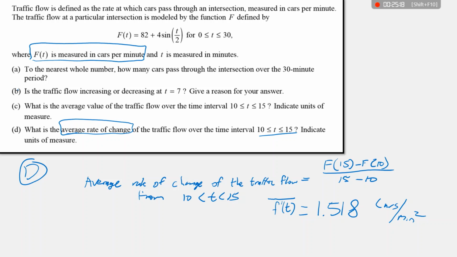Any questions on anything we did for this one? No. Okay.